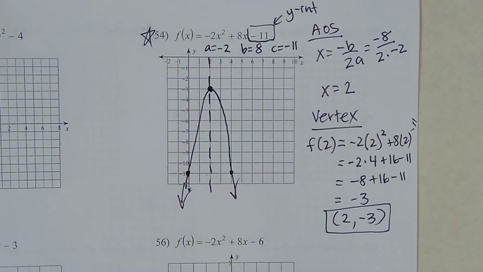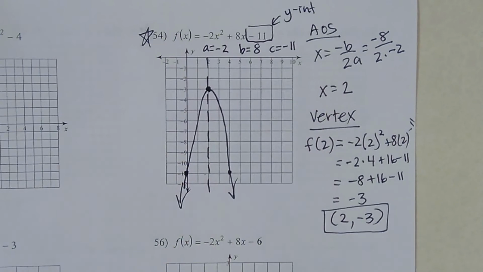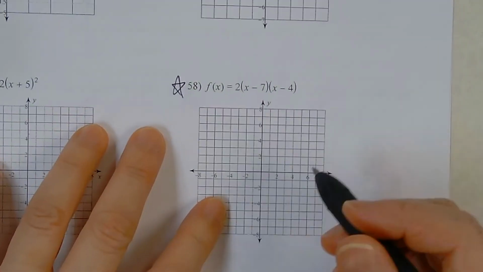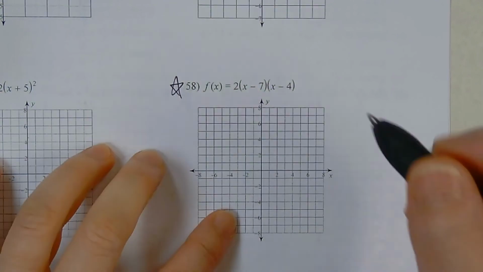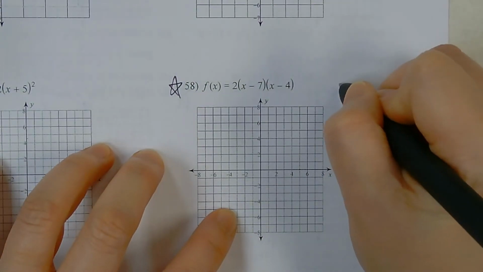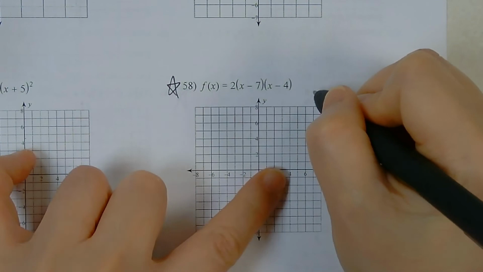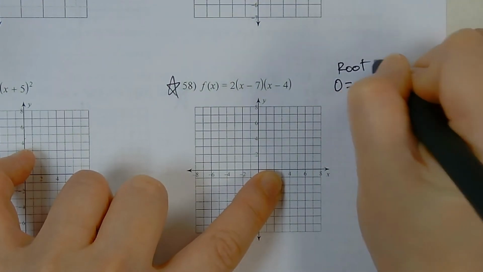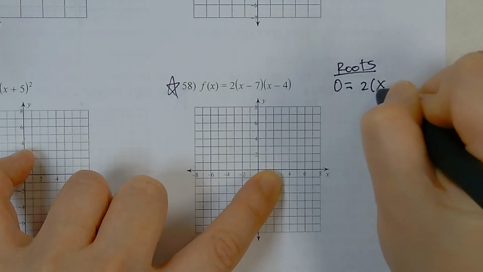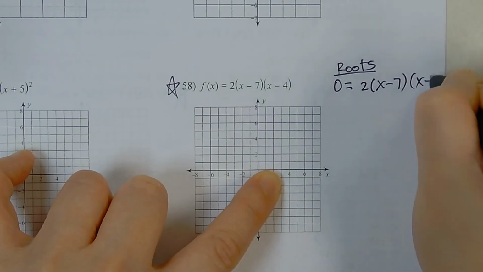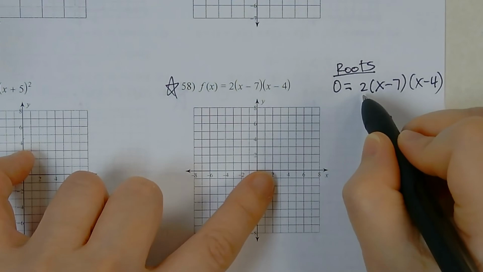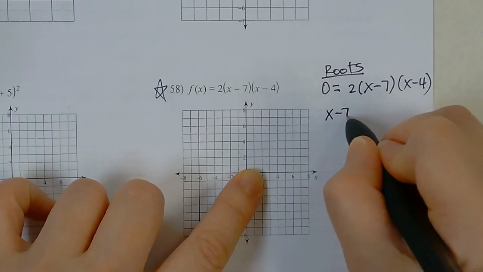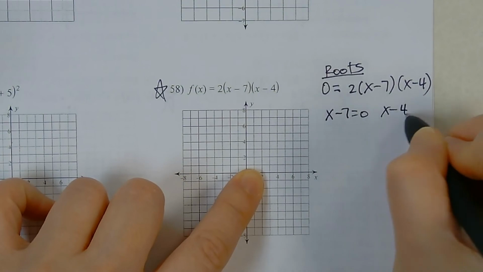So that's all I need to do, and I need 3 points to be able to graph it. All right, 58. Ooh, look, it's in factored form. If it's in factored form, I know that if I want to find the roots, so 0 is equal to 2 times x minus 7 times x minus 4. This 2 does not have an x, so it's not a root. So I'm just going to set x minus 7 equal to 0 and x minus 4 equal to 0.